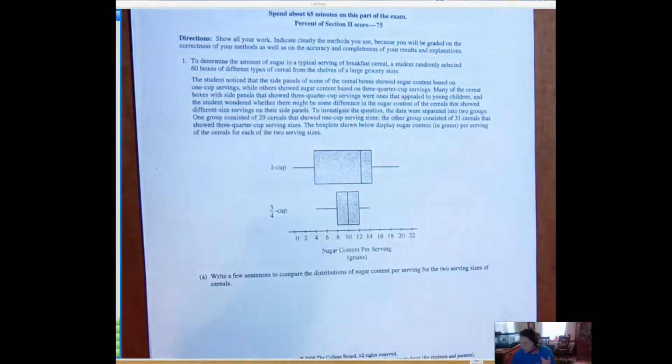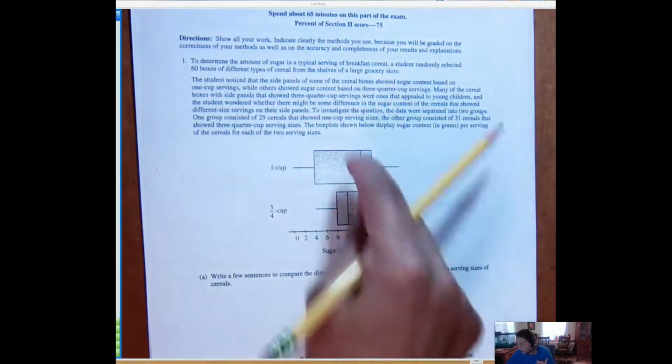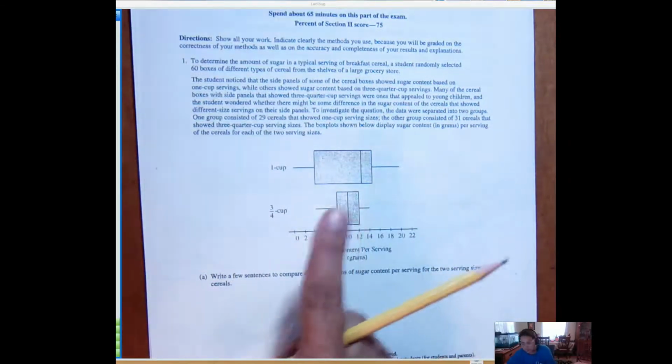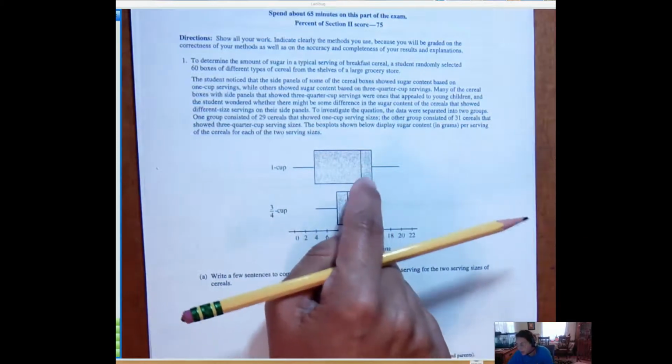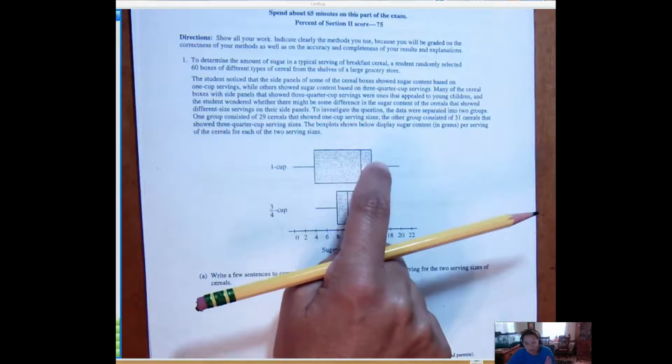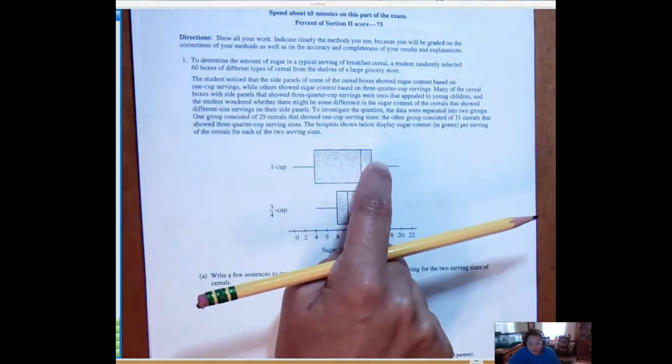Center. Shape. The 3/4 cup seems to be more symmetrical than the 1 cup. The 1 cup seems to be more skewed left because there's more data closer together towards the ends. You don't even have to describe it. You can just say skewed left and you're getting credit.